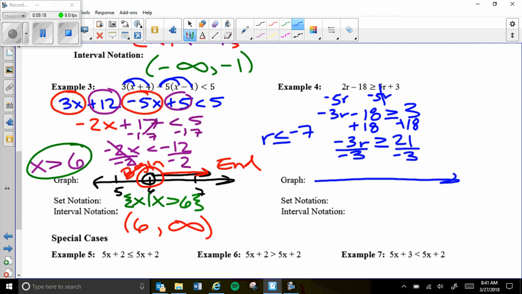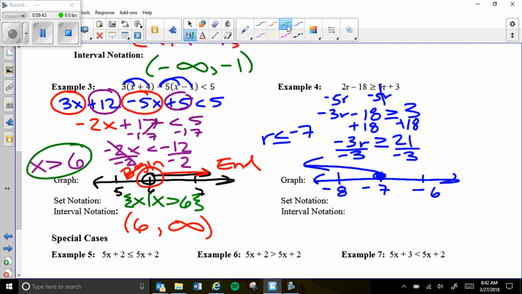So when I draw this on a graph, remember when we're talking about negative numbers, what number is to the right of -7? Our numbers look like they're counting down. So -6 is to the right, -8 is to the left. Open or closed circle, in this case it's closed, and it's pointing to the left.